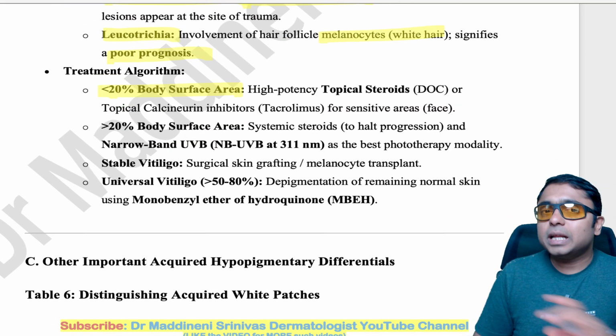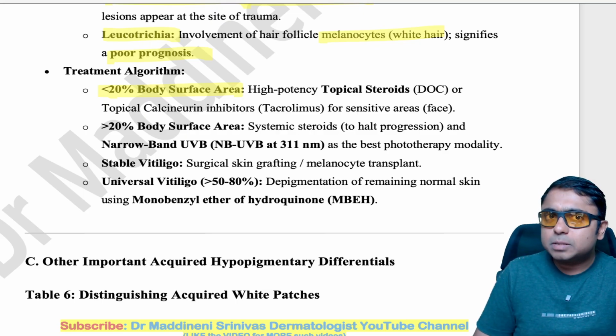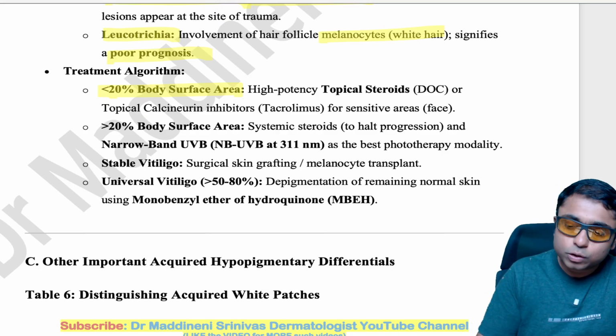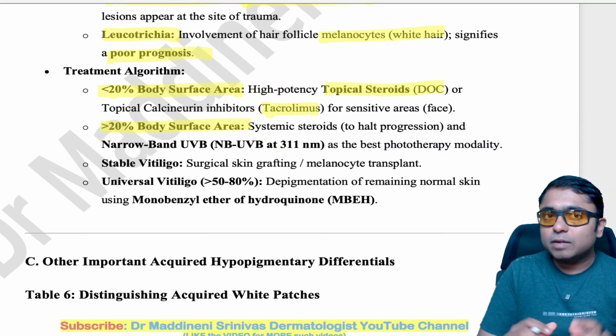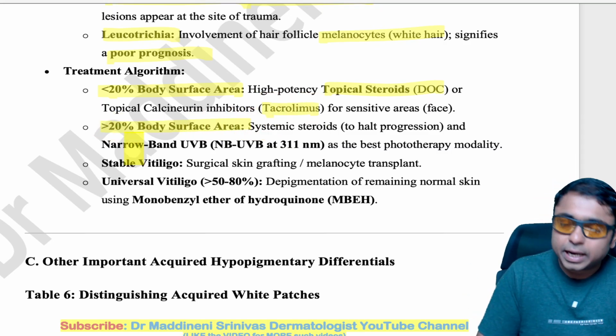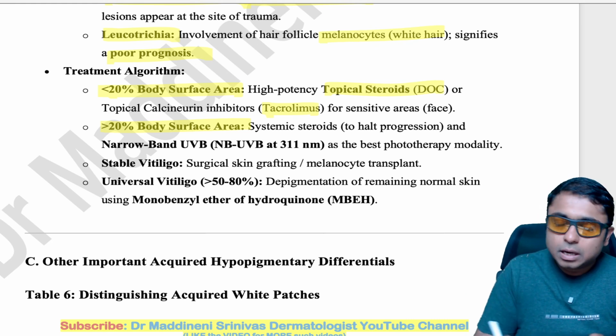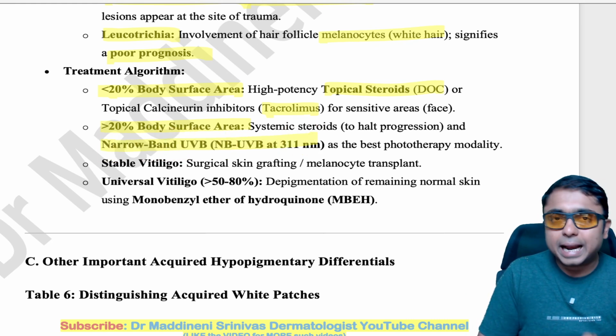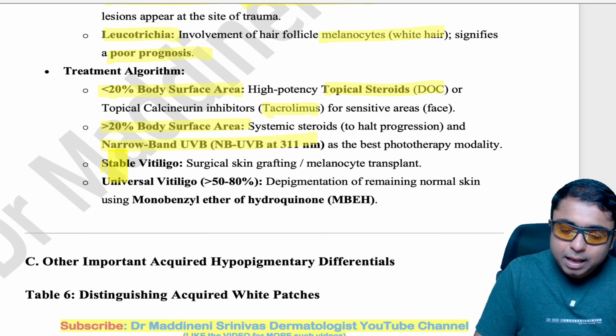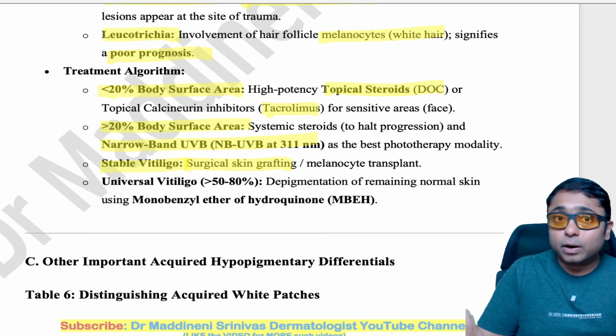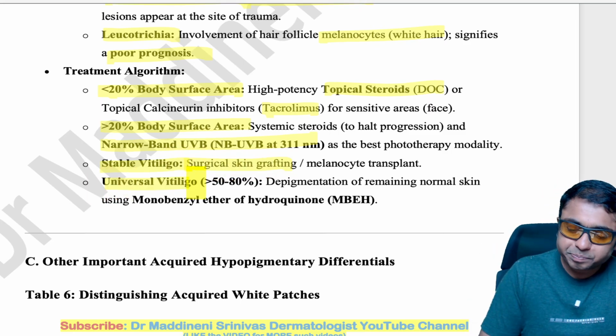And coming to treatment, if the involvement is less than 20% body surface area, we can use topical corticosteroids as the drug of choice, and also we can use tacrolimus for the sensitive areas of the face. But if the involvement is more than 20%, then we obviously cannot use topical agents, then we are going to use narrow band UVB. And for stable vitiligo, like I have told you, surgical skin grafting and melanocyte transfer are going to be used.